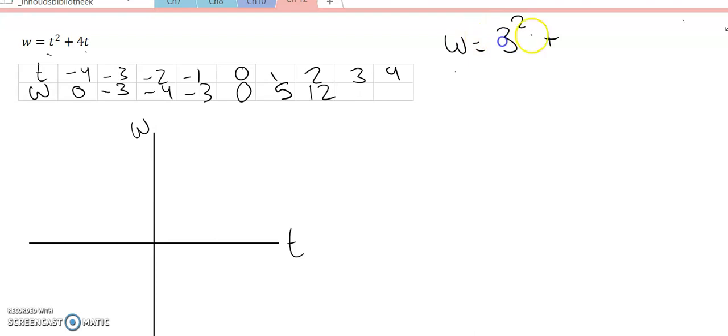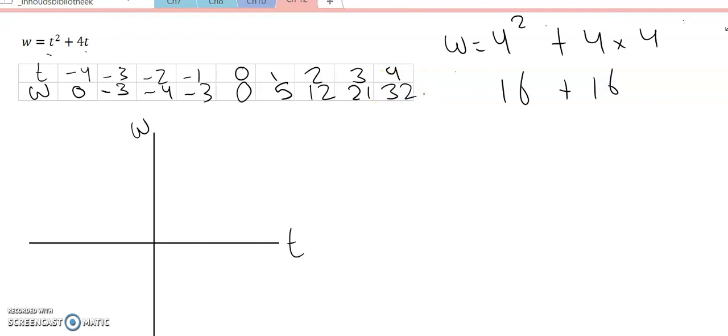Three squared plus 4 times 3, 9, plus 12 is 21. And then the last one, you can draw a beautiful parabola. 4 squared plus 4 times 4 is 16, plus 16 is 32. Okay, so now the next step: how to draw a parabola out of this graph.